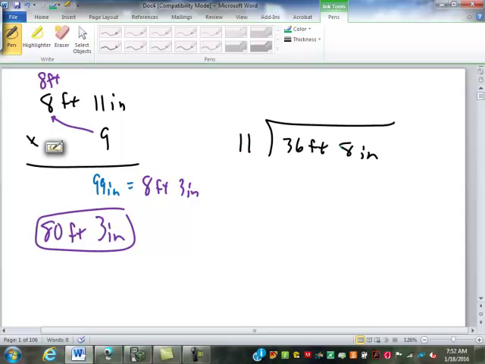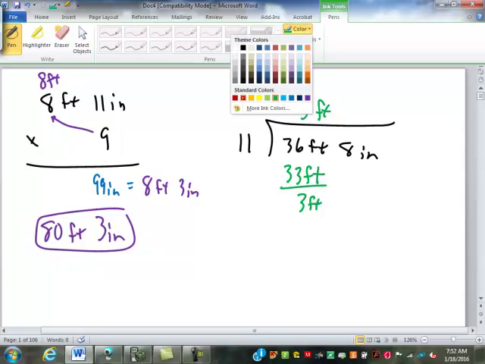So here we're going to go 11 into 36 feet. Well, 36 feet, 8 inches divided into 11 equal pieces. 11 goes into 36. 3, so that's 3 feet. 3 feet times 11 is 33 feet. We subtract to get 3 feet.